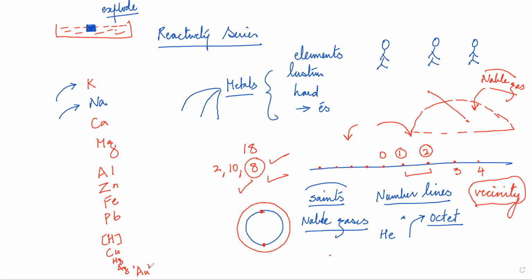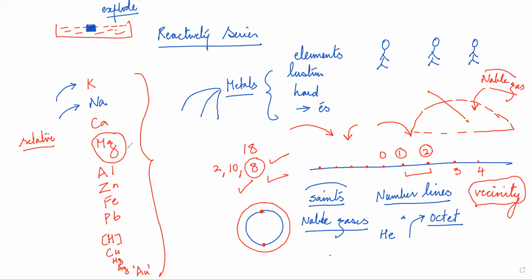It doesn't want to react. Gold doesn't want to react. But still, it reacts to some extent. It's not like noble gases, not at all ready to react. Here, this sequence has similarity with the numbers on the number line. Means we can't say Mg is very reactive. It's all relative.